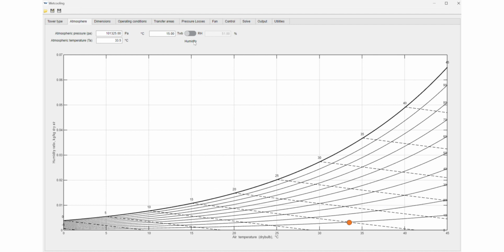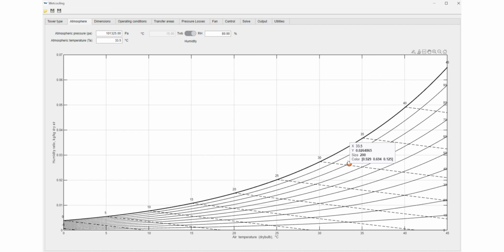Or I can select the relative humidity. If I change the relative humidity, you'll see that cell become active and the air is back to a relative humidity of just over 50. If I make that, for argument's sake, 80, you can see that this dot will move to 80%.